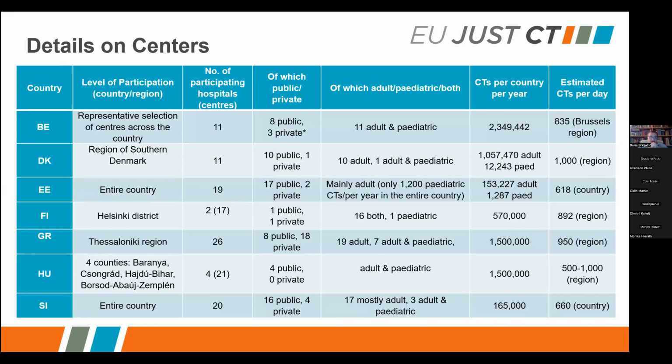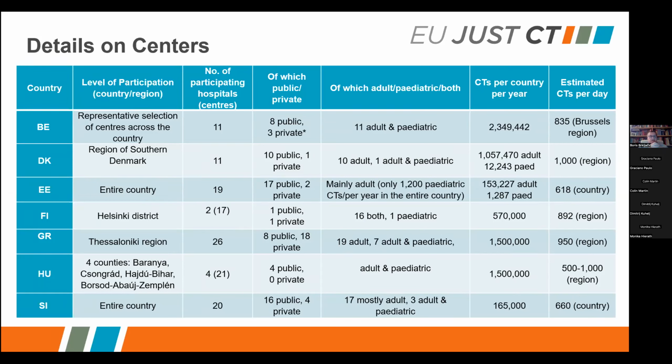these were our 7 countries, where, as I said, entire countries were audited in Slovenia and Estonia, while certain regions in Belgium, Denmark, Finland, Greece, and Hungary. And basically we had, as you see here, mostly only public centers in some countries. Only in one country, Greece, the majority of centers were private. In other countries, the majority of centers were public or exclusively public, like in the case of Hungary.